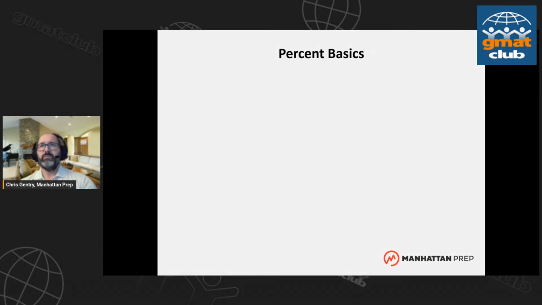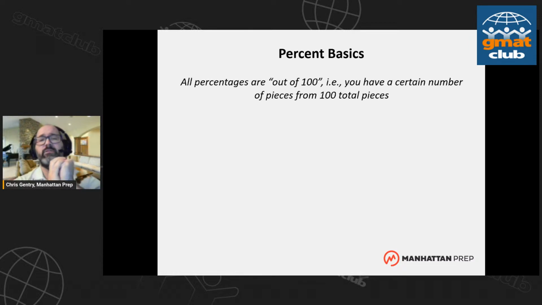Some percentage basics. First things first, definition. This is my definition. This may not be a technical definition, but it is one that works for me. It is something out of 100. Any percentage can, at its core, be translated as thing over 100 and then go to work.